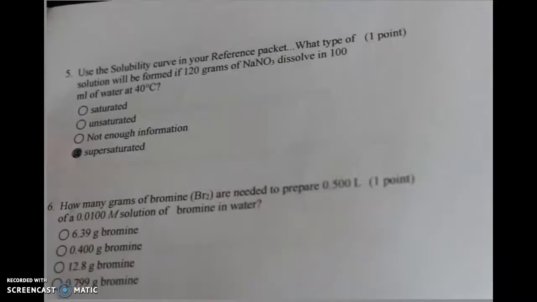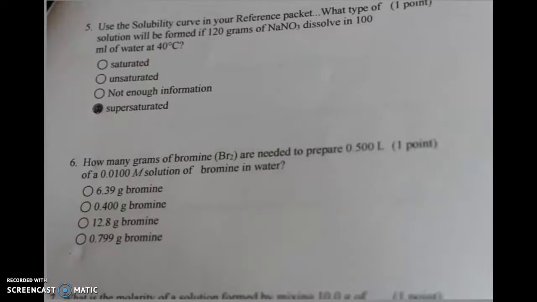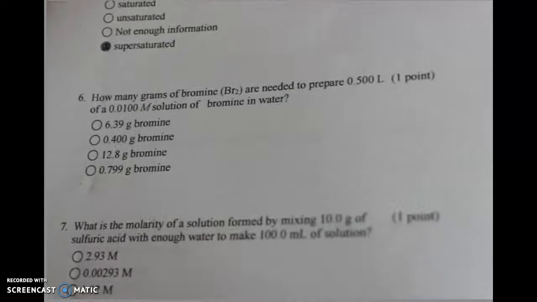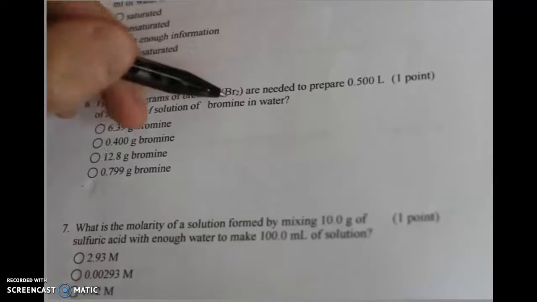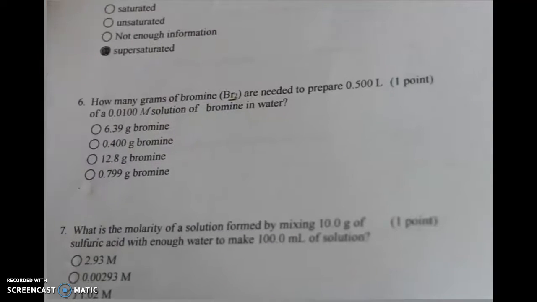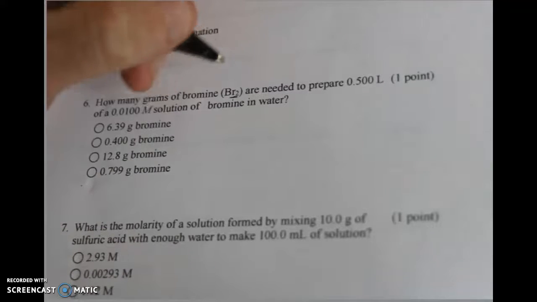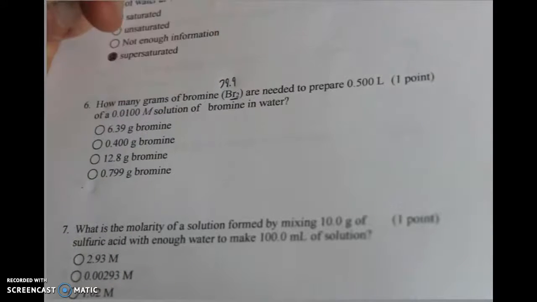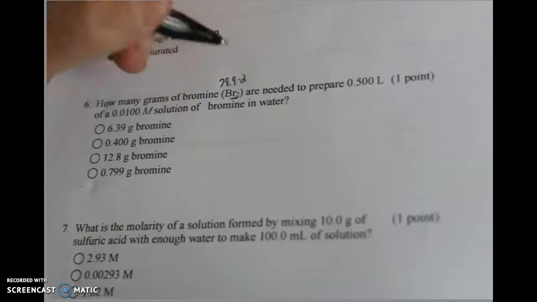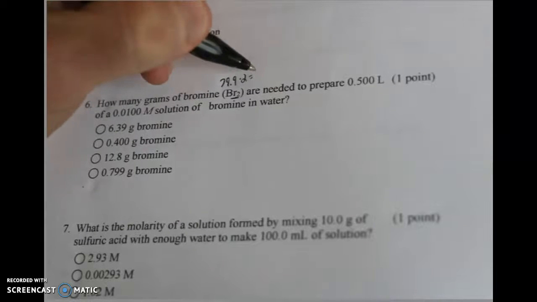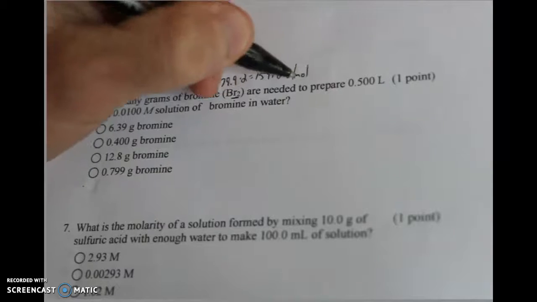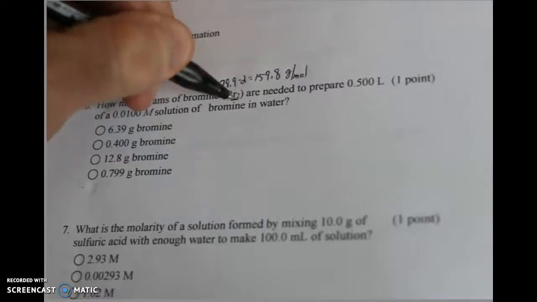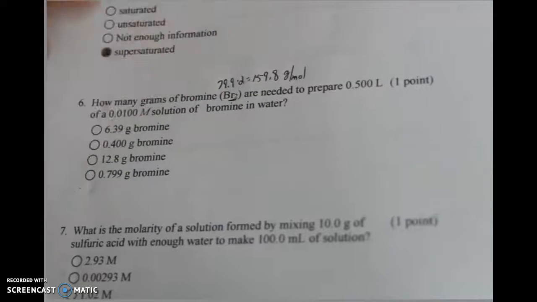Alright, now we're going to get into a little bit of math with this. How many grams of bromine are needed to prepare 0.50 liters of a 0.0100 molar solution of bromine in water? You have to pay attention here that bromine is diatomic. So bromine off the periodic table is 79.9, but since there's two of them, we have to remember to multiply that by 2. And for some reason it seems like sometimes with students, when something is diatomic, they forget about the 2. Right? You have to multiply it by 2.